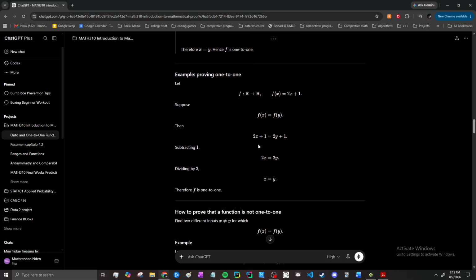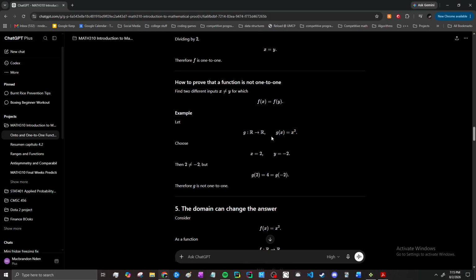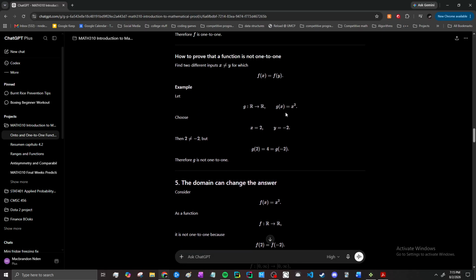That's the standard template. Let's look at an example, where f of x equals 2x plus 1. Use algebra. And how to prove a function is not one-to-one? I'm pretty sure it's the same idea. Right here, x squared: f of x equals f of y, so x squared equals y squared. So find two different inputs that give the same output. Okay, that makes sense.